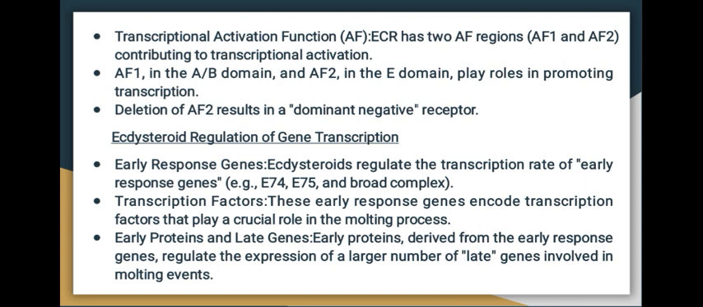Then ecdysteroid regulation of gene transcription. Early response genes. Ecdysteroids regulate the transcription rate of early response genes, which are shown here like E74, E75 and Broad complex. And transcription factors. These early response genes encode transcription factors that play a crucial role in the molting process.